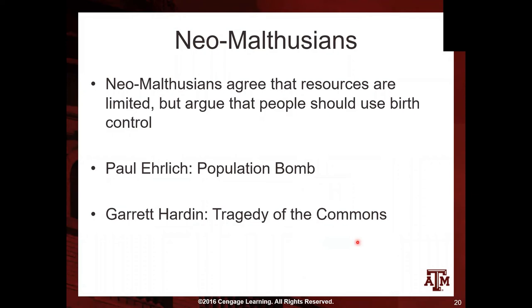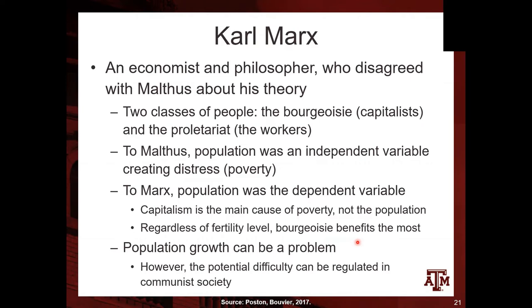And then Karl Marx, an economist and philosopher who disagreed with Malthus on his theory about population. Karl Marx's theory is all based on the idea that there are two classes of people into which capitalist society is divided: the capitalists, the bourgeoisie, and the workers, the proletariat. To Malthus, as I mentioned, population was an independent variable creating poverty. Poverty is the dependent variable.